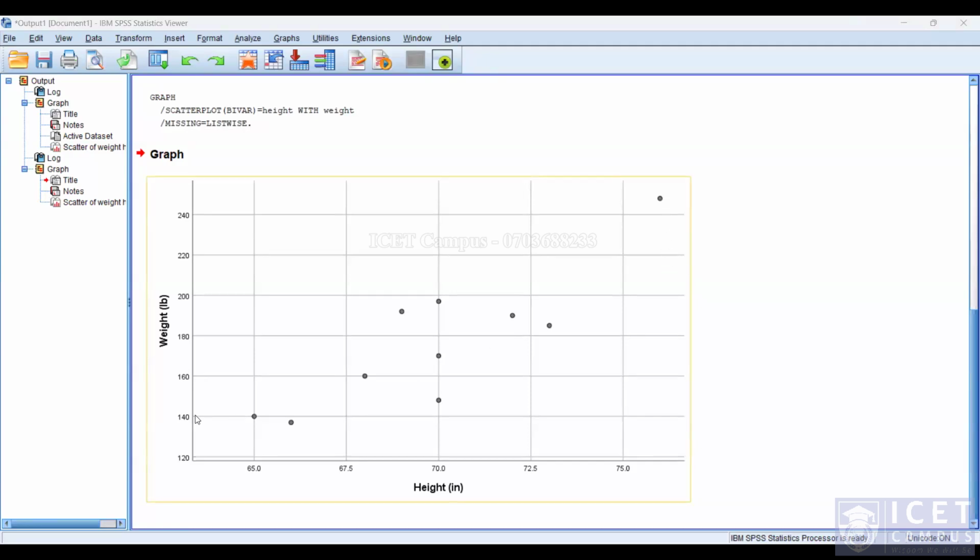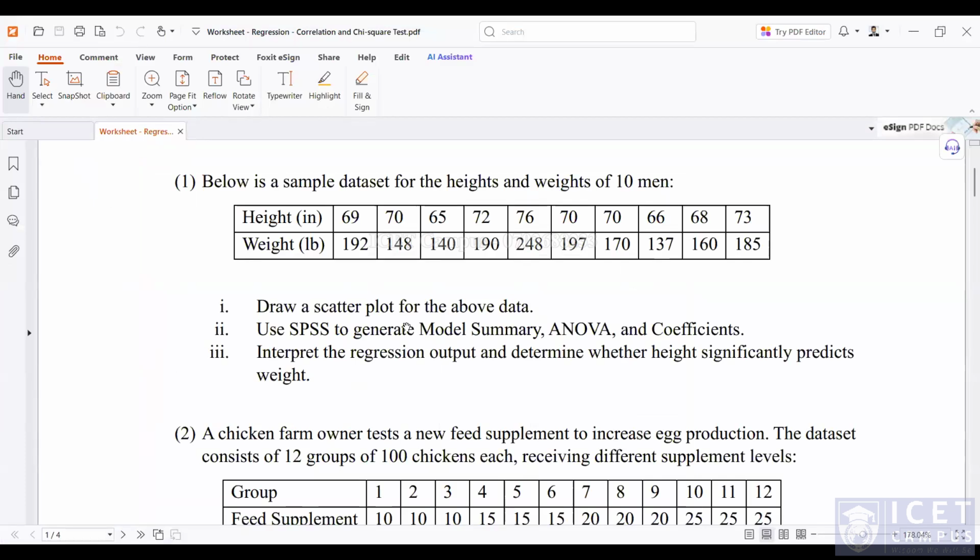So by observing this scatter plot, you can see that there is a positive relation, it's actually a positive correlation, right? This is actually not the perfect positive one, but you can see the positive correlation, right? Because of this trend line, we can identify the positive relationship. Right, next question. Use SPSS to generate model summary and coefficients.